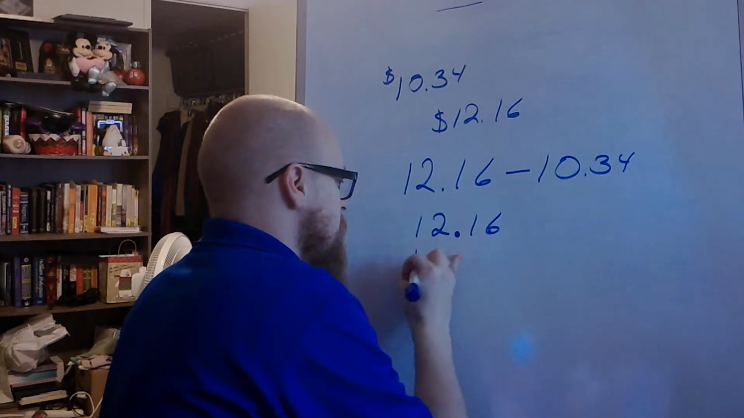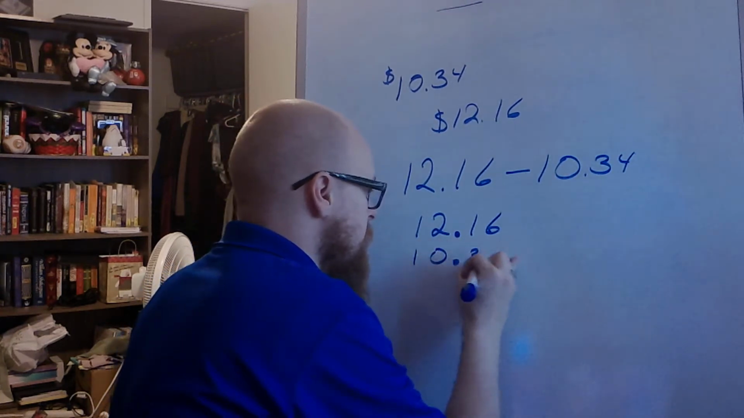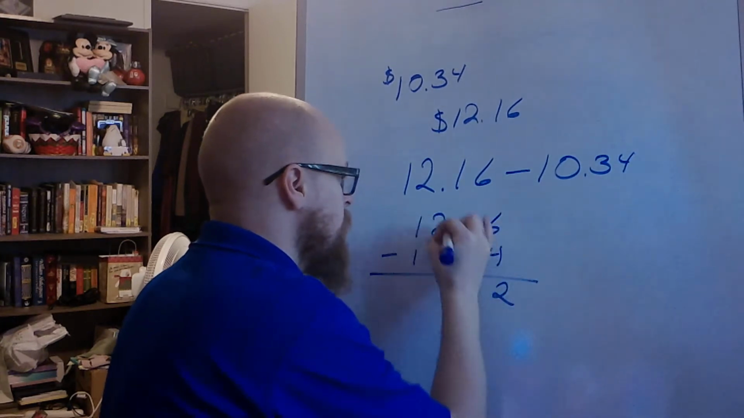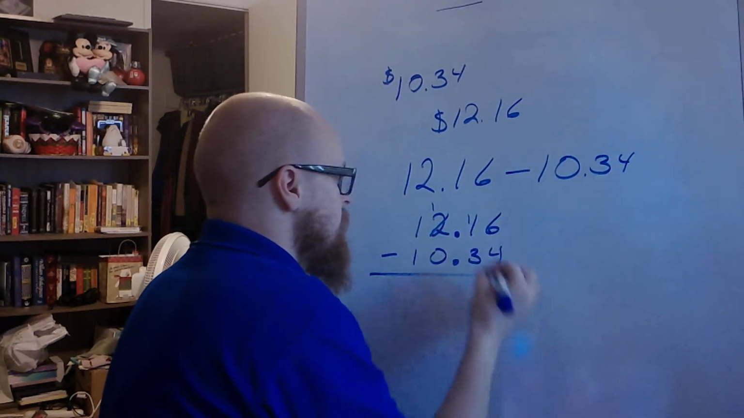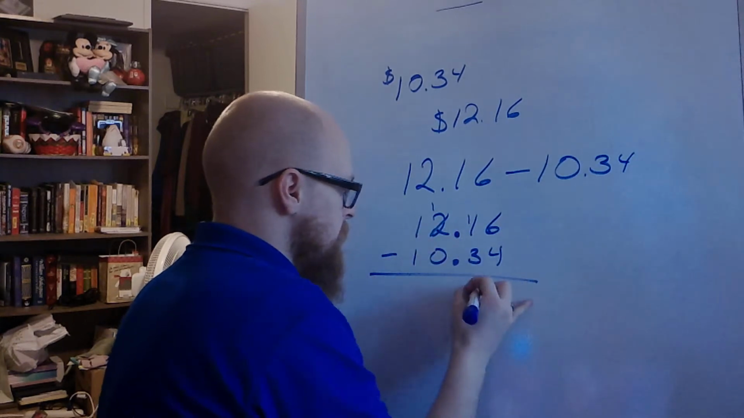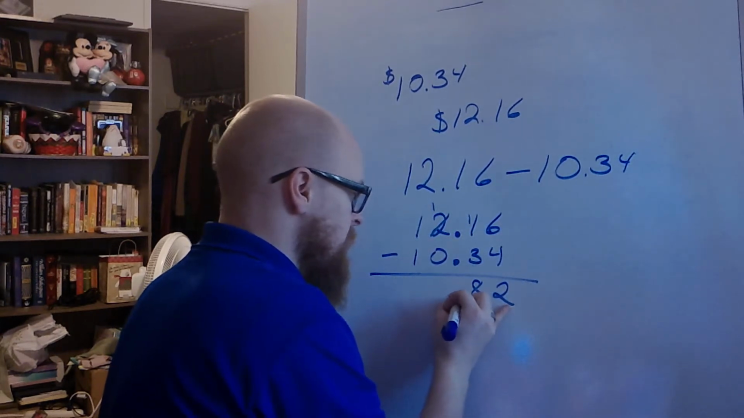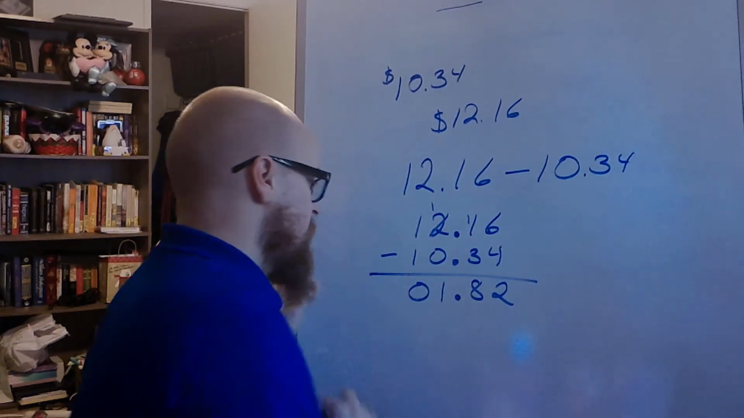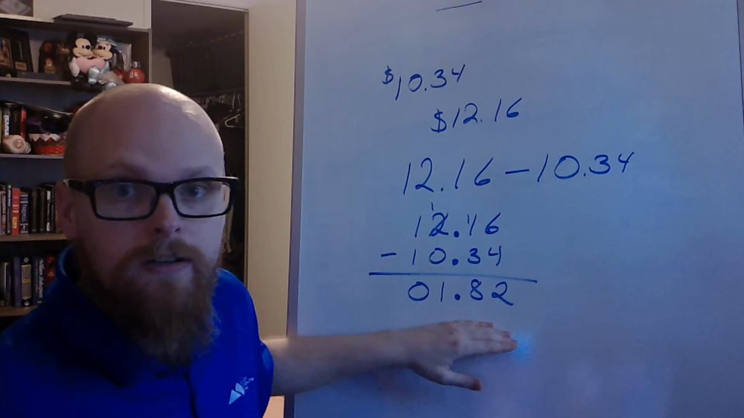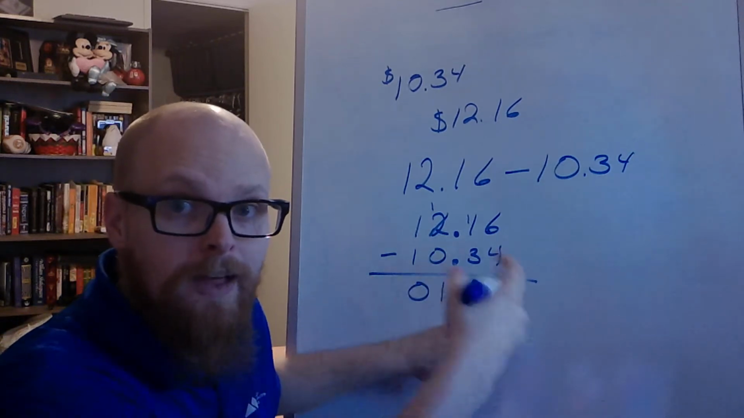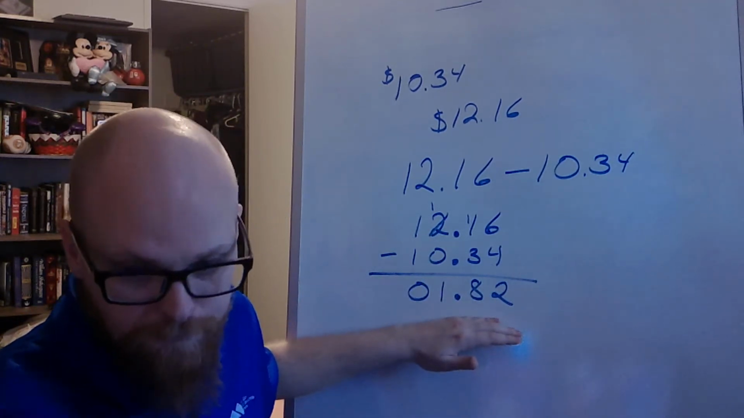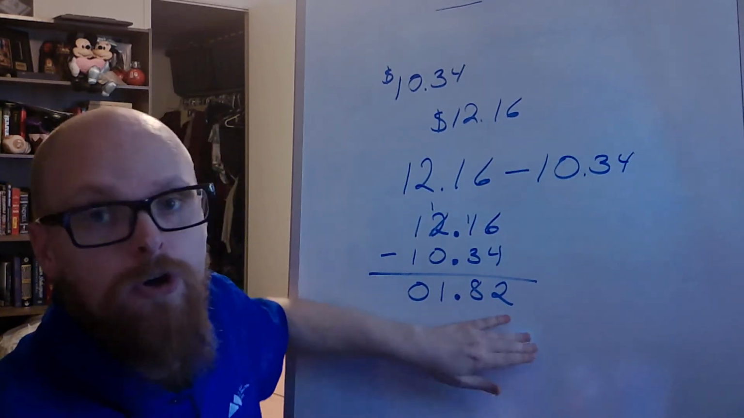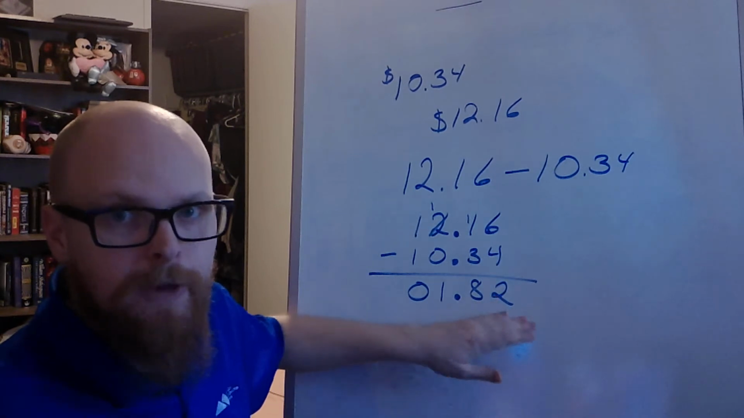12.16, 10.34, and I'm doing subtraction. 6 minus 4 is 2. I have to borrow here. 11 minus 3 is 8. My decimal comes straight down. 1 minus 0 is 1. 1 minus 1 is 0. So my change from one pay scale to the other is $1.82. In order to find this as a percentage, I put this number over my original pay.